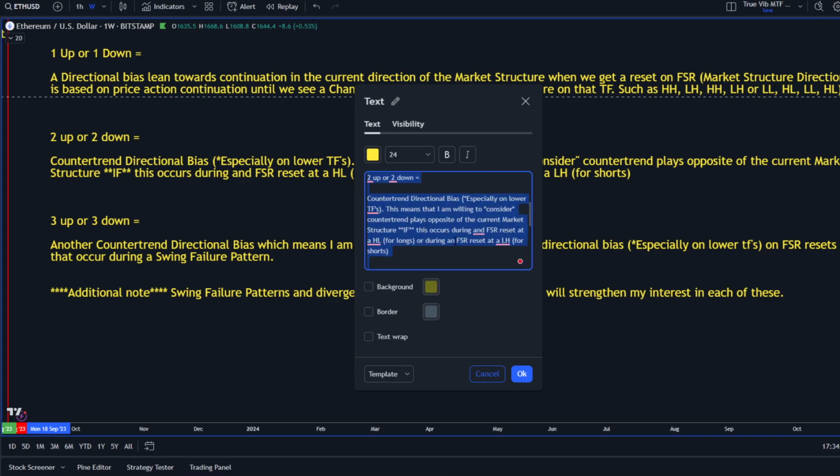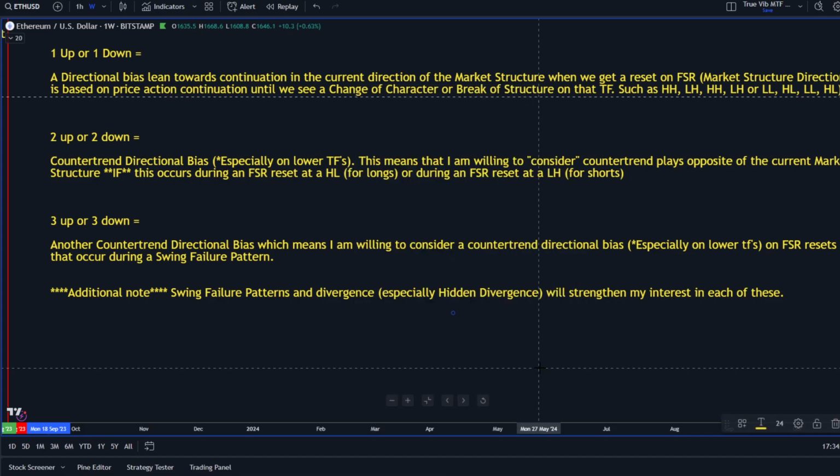I gotta fix it or it's gonna bug me. Where's my two up and two down? If this occurs during an FSR, it really should be an FSR, but I'm not gonna change it again. An FSR reset at a higher low for longs, or during an FSR reset at lower highs for shorts, right? Again, I'll show you on the chart if that flew by you. My apologies, but you'll understand.